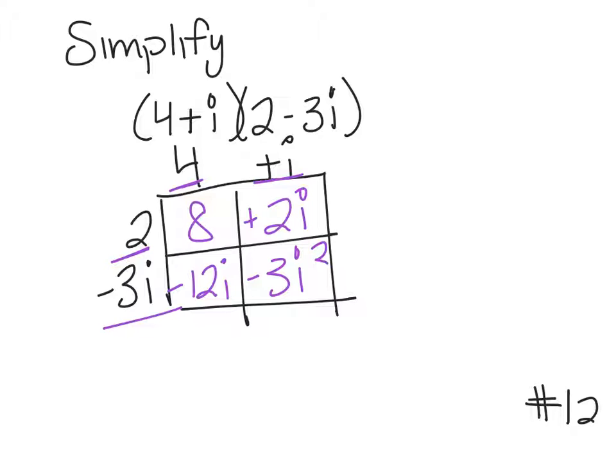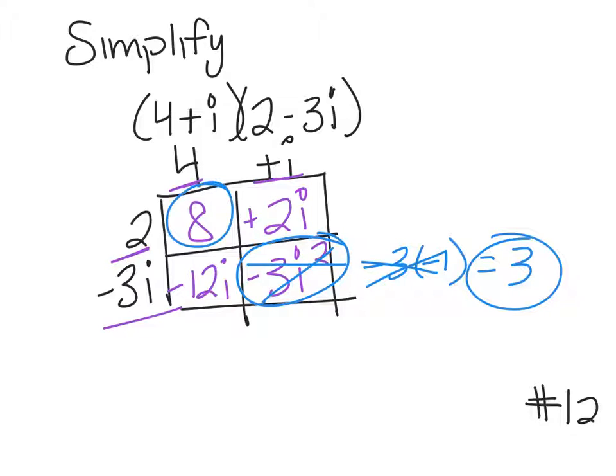So what I currently have is, let's take a look at this. I have negative 3 and i squared equals negative 1, which is positive 3. So this right here is positive 3. So 3 plus 8 is 11. Negative 12i and 2i is negative 10i.